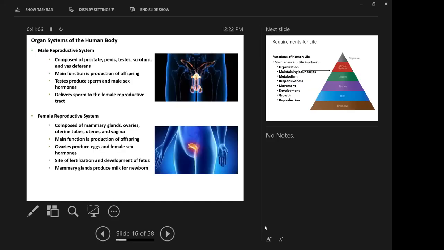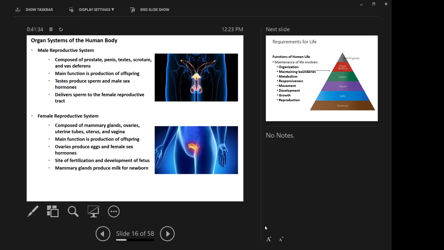Okay. Other structures, male and female reproductive systems. The male system has the penis, the prostate gland, the testes, the scrotum, and the vas deferens. Their purpose is to produce sperm cells and semen and deliver it to the female reproductive system. The male sex hormones also contribute to the structure of the male body and maintain muscle mass and things like that.